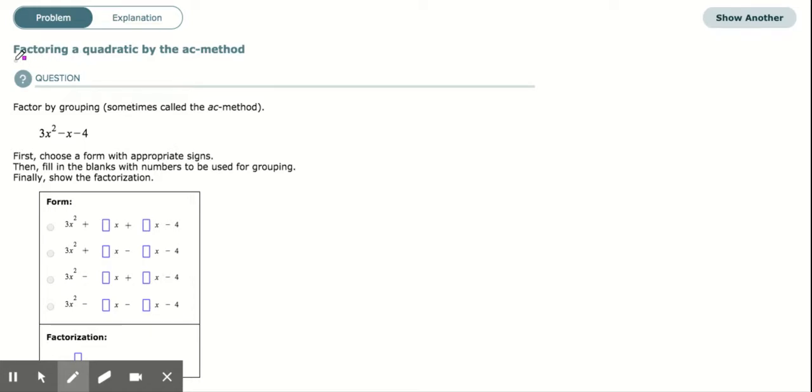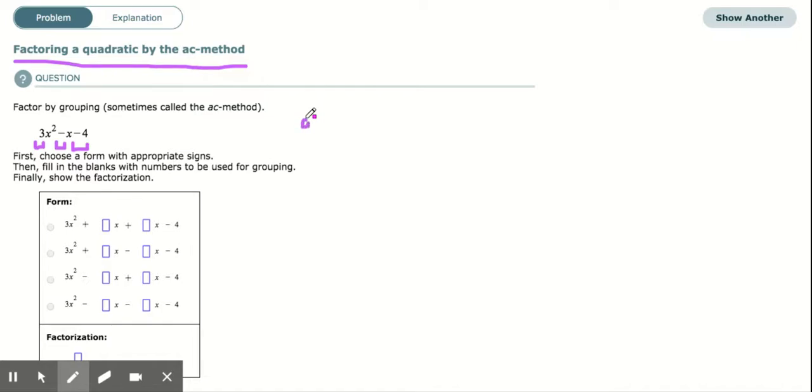Hello, this video is going to be on the ALEKS topic, factoring a quadratic by the AC method. So we're going to do some factoring by grouping, which this program calls the AC method. So recall that whenever you have a quadratic written in standard form, this is your A value, whatever's in front of the variable squared. This is your B value, the coefficient of the variable, and this is your C value.